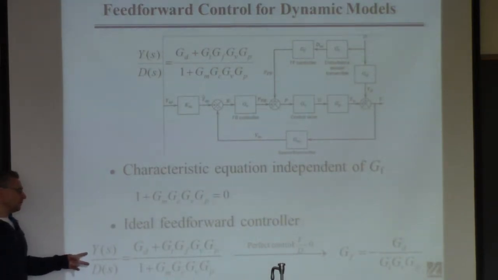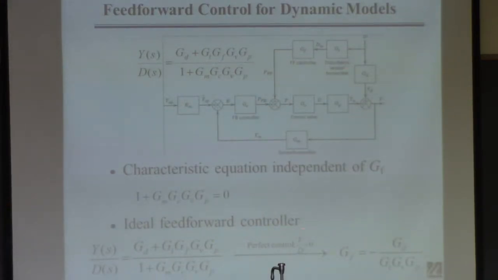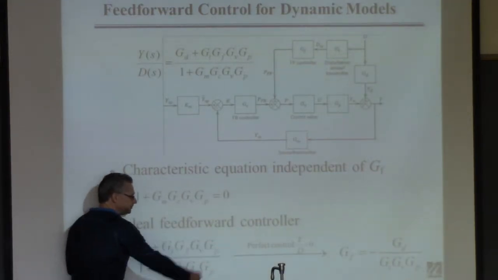I asked you, what would you really want this transfer function to be? So this is a transfer function between the output and its disturbance here. And we decided, ideally, that'd be zero, because that says disturbance changes have no effect on the output at all. That'd be ideal. Okay? And can we do that? Well, you can do that if you set this numerator equal to zero.